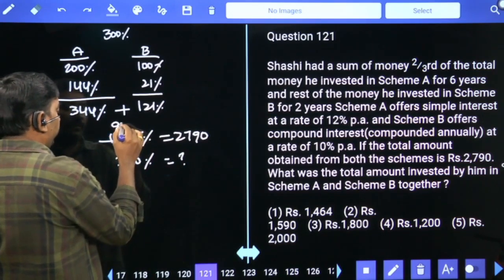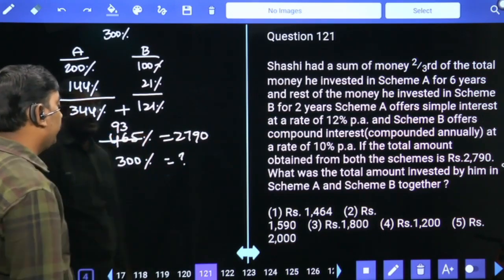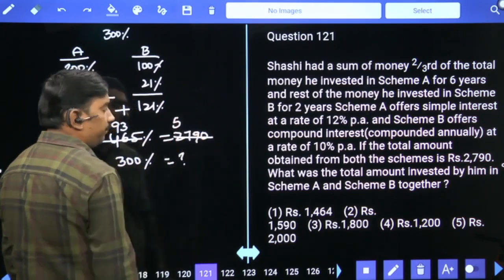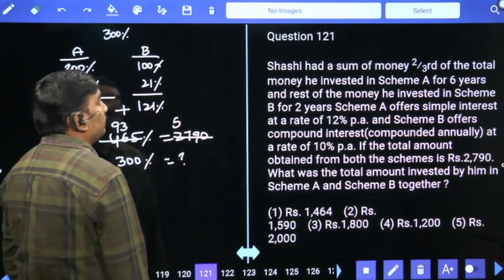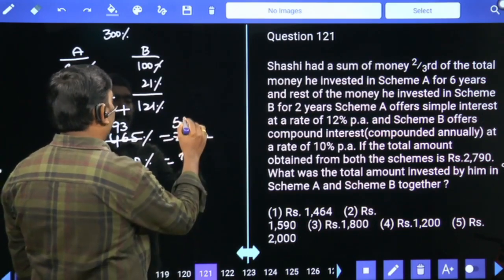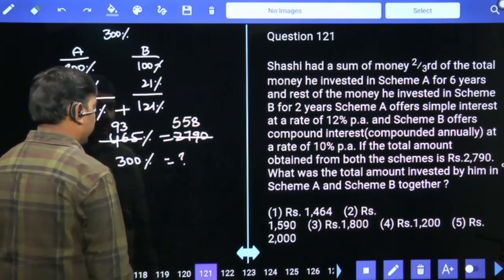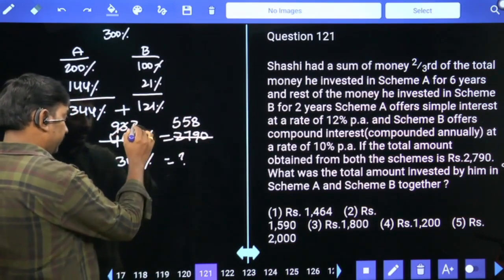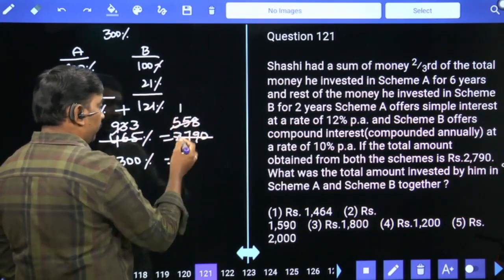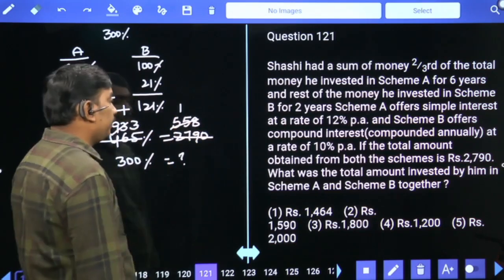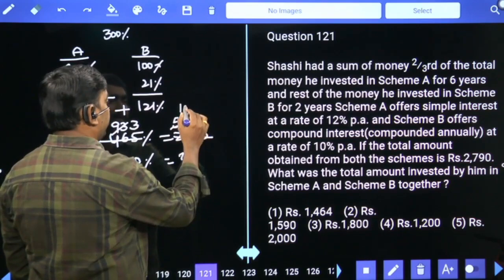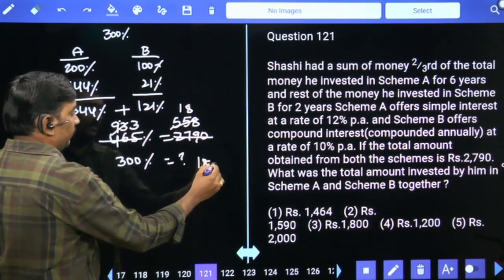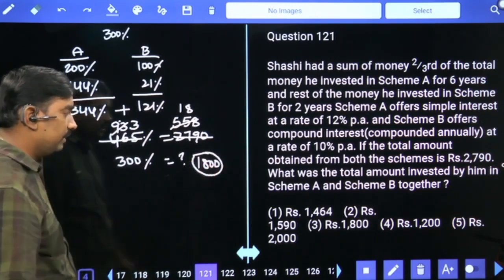Five nines are 45, 5 threes are 15. 5 fives are 25, remaining 29. 5 fives are 25, 5 eights are 40. 31 ones are 31, remaining 248, 31 eights are 248. So 1800 is your answer.